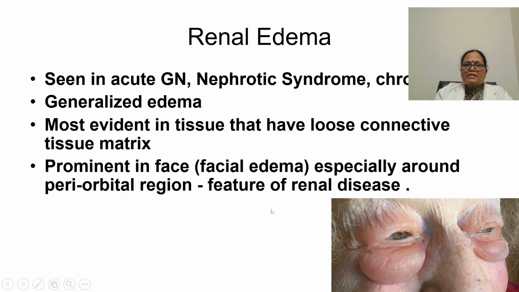So, how does the renal edema manifest? Seen in acute glomerulonephritis, nephrotic syndrome, chronic nephritis, generalized edema, most evident in tissue that have loose connective tissue matrix. Prominent in the face, facial edema, especially around the periorbital region. This is the periorbital region, feature of renal disease. Tomorrow you come across a patient with edema in the face, your mind should strike that this could be renal edema. Okay. And if you see a patient having dependent edema, what could be the edema? It is cardiac edema. Okay. Just a rough tip to diagnose.